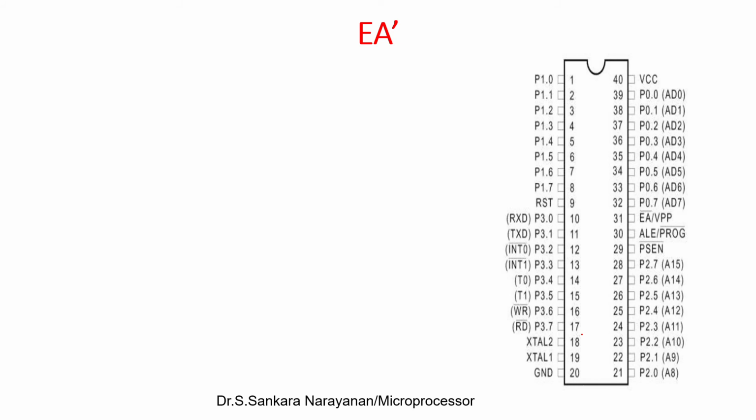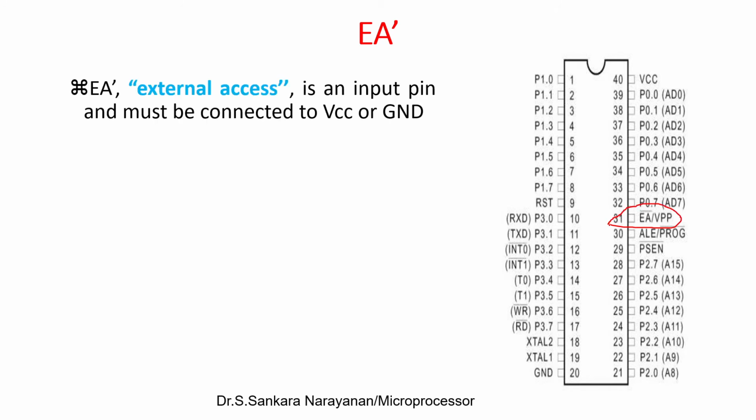The EA signal is pin number 31. The expansion for EA is external access. It is an input pin. It must be connected to either the power supply, that is VCC, or to ground. Normally the external access pin is connected to the power supply signal.